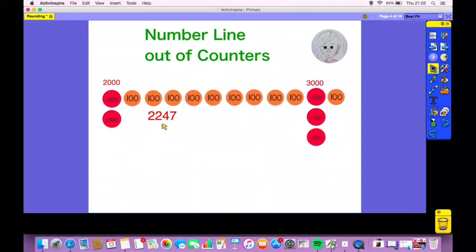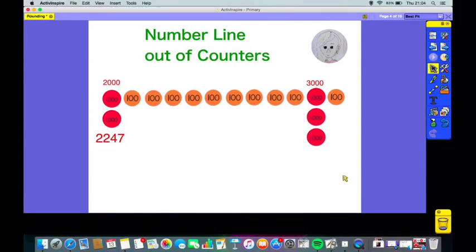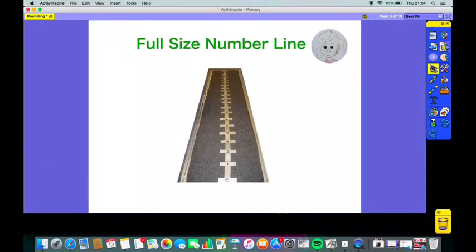And I can see that if I'm rounding 2,247 to the nearest 1,000, it's closer to 2,000. That will work for some children. Others might prefer not to use it. Just experiment with what your child finds best.